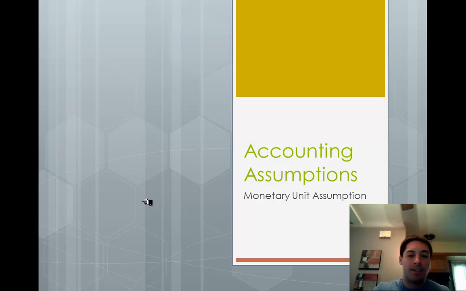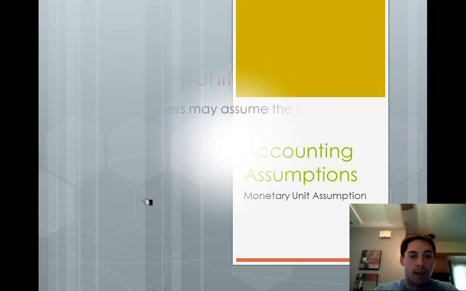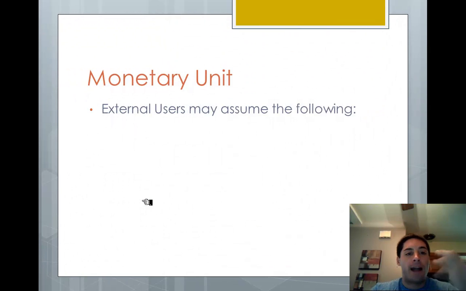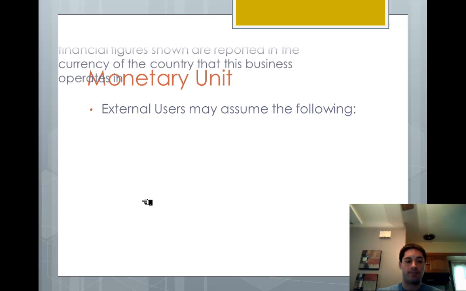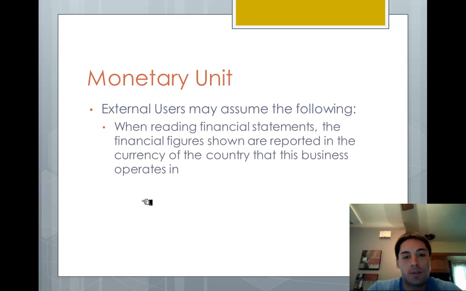Again, the answer is kind of in the name. Monetary sounds like money, so this assumption is going to deal with money. Back to external users. Again, the whole purpose of these assumptions is to make sure these external users, banks, government, investors, customers, etc., can rely on the information that they see. Monetary unit. When external users read financial statements, the financial figures shown are reported in the currency of the country that this business operates in.